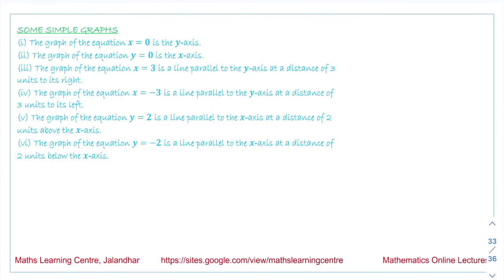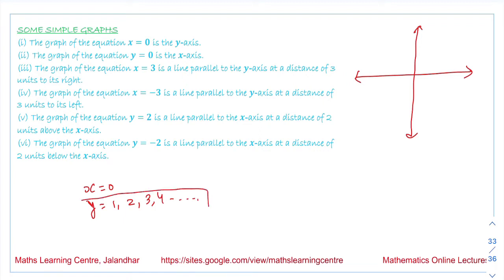Now next we have to plot some simple graphs. The first graph we have to draw is the graph of the equation x equal to 0. This is our coordinate plane. When we say x is equal to 0, what points do we have corresponding to x equal to 0? The values of y may be 1, 2, 3, 4, whatever the value of y is. Our equation is x equal to 0. So basically x equal to 0 is independent of y. It does not depend upon the value of y.